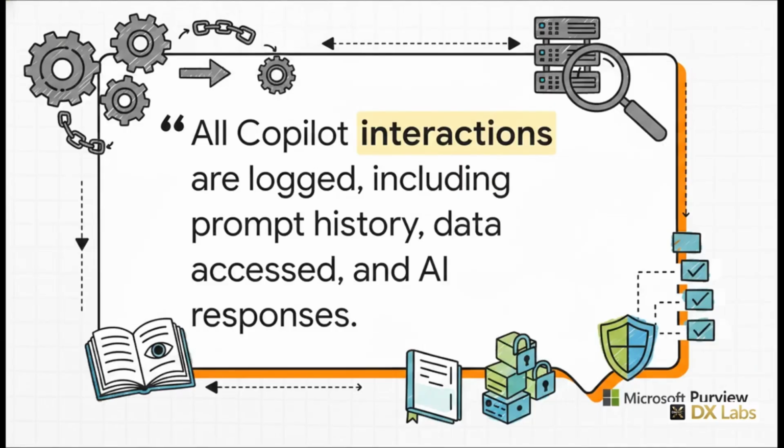And that brings us to the final critical imperative for your AB-900 exam preparation: auditability. Every single Copilot interaction is logged. The prompt history, the specific data accessed during the query, and the exact AI responses generated are all permanently recorded in Purview. This traceability is absolutely vital in highly regulated environments.